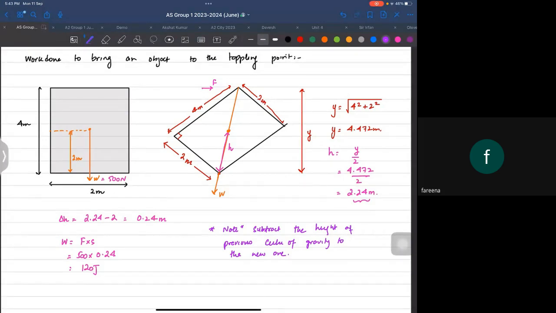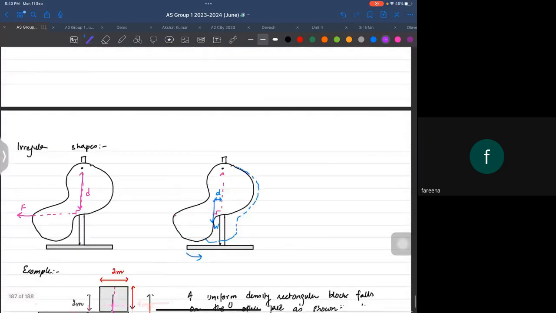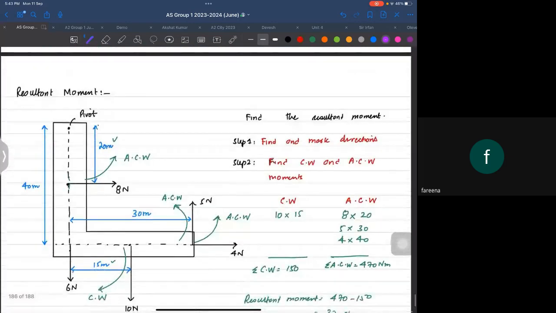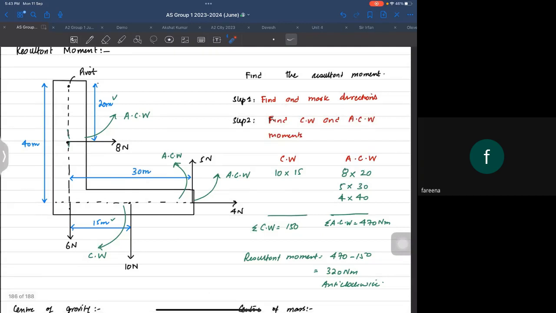Upper the resultant moment thing, I don't get it. Asma, this one, the last time what we've done here? Okay, Asma. Basically, in this question, we had to find different moments, right? So let me explain this again to you people, okay?